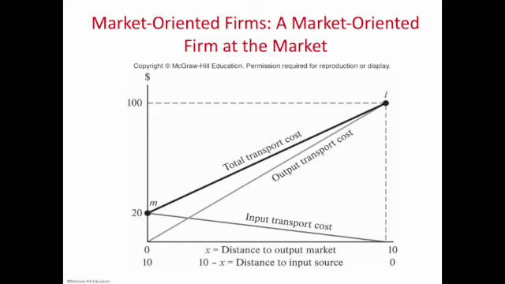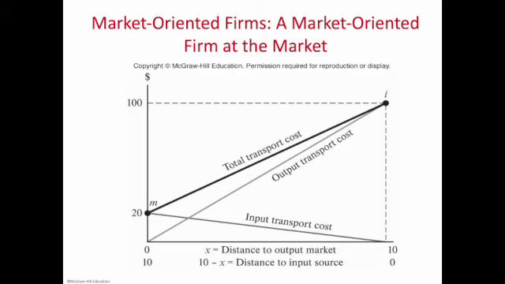The line for input transport cost goes down from M (0, 20) to (10, 0). The line for output transport cost goes up from (0, 0) to I (10, 100). The line for total transport cost goes down from M (0, 20) to I (10, 100). As shown in the graph, a market-oriented firm's transport cost is minimized at the market.